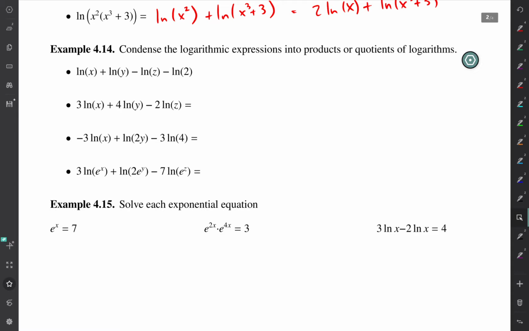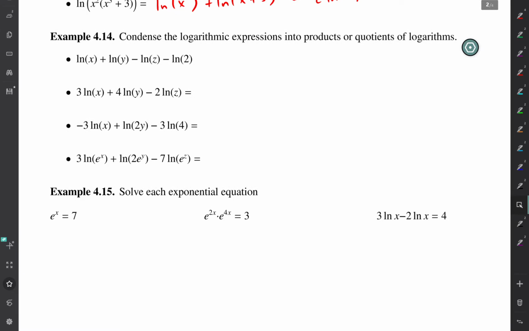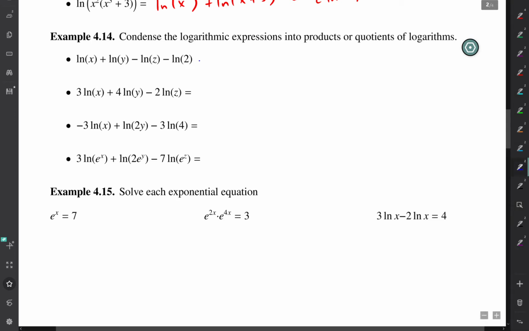Okay, in example 414, we're going to basically undo what we just did in example 413. So instead of expanding into a sum or difference of logs, we're going to now take a sum or difference of logs and condense them into one product or one quotient. So in the first example, we have ln of x plus ln of y. That will become ln of x times y.